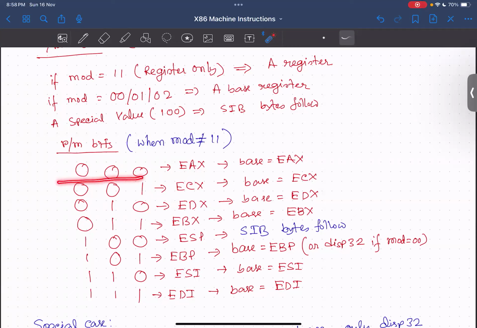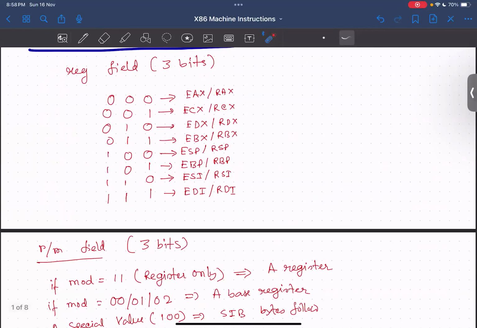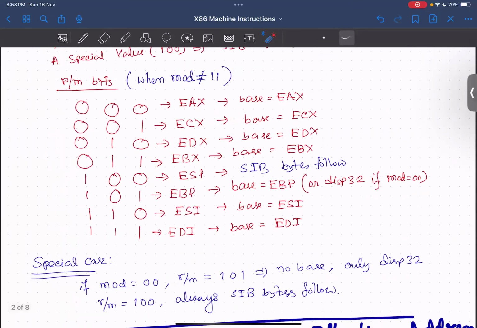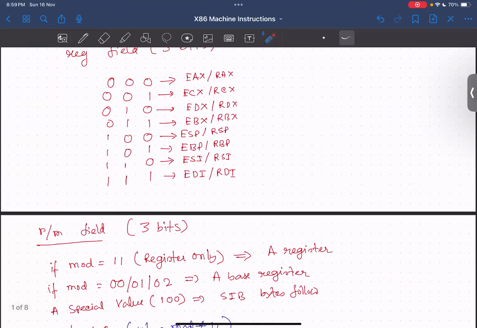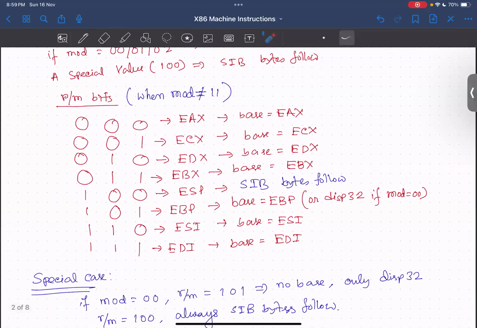So here, if you have, let's say, 01 mod bits and 000 RM bits, then the base register is EAX. So the representation here will be something like this. Similarly, all the numbers we talked about in the last one, the same numbering mechanism also applies here. Previously also it was 000 for EAX. Here also it is 000 for EAX, but now we don't use the value of EAX directly, but as some kind of memory addressing. Similarly, if it is 001, the base is ECX, 010, the base is EDX, 011, the base is EBX. And now there is this special case.